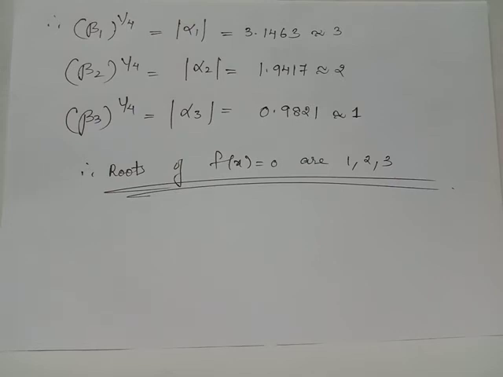In Graeffe's root squaring algorithm, we perform the squaring as many times as prescribed in the question. Maybe it is 2 times or it is 3 times. When you perform squaring only 2 times, the 1 by 4th power of the roots of the final equation will give us the desired roots of the initial equation. But if we perform squaring 3 times, then taking the 1 by 8th power of the roots of the final equation will give us the roots of the initial equation.